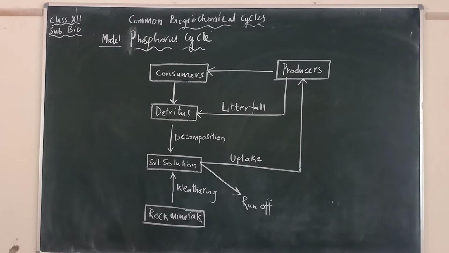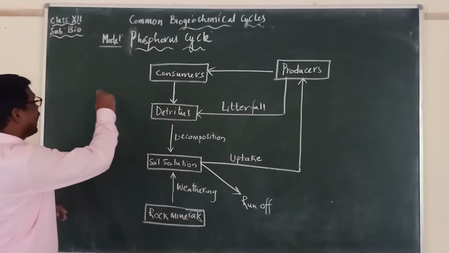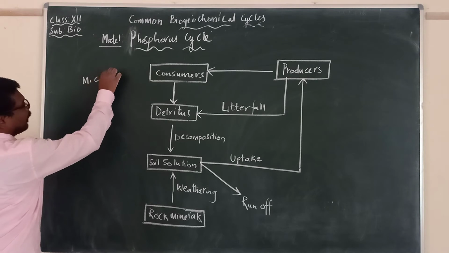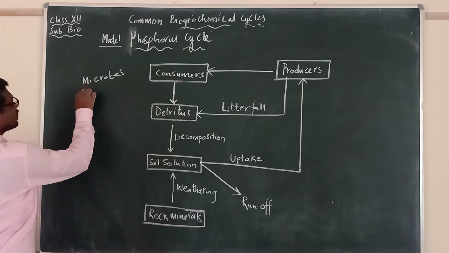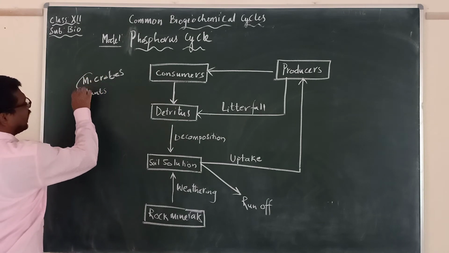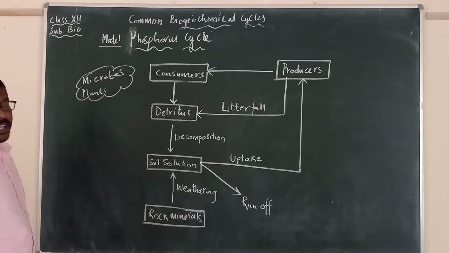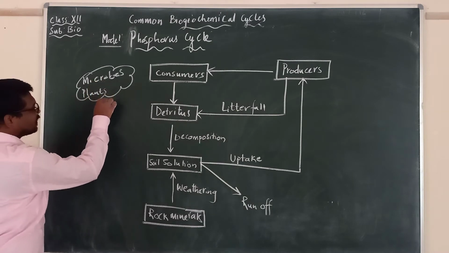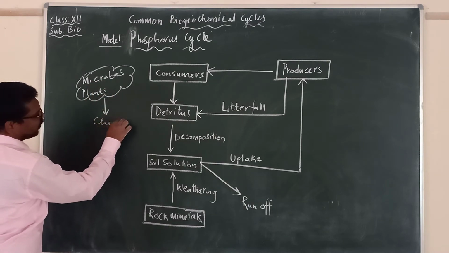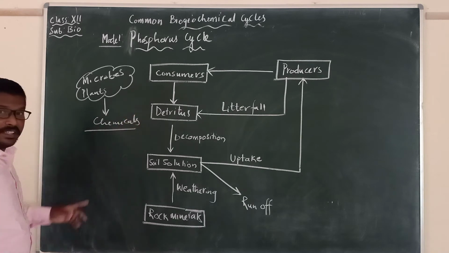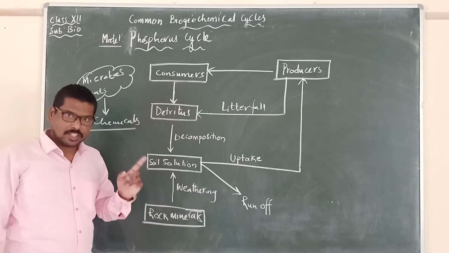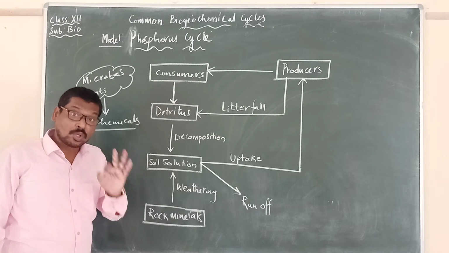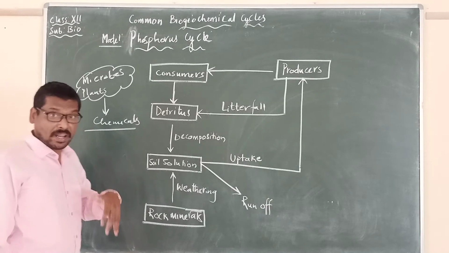So here, by the action of microbes and producers, meaning plants, microbes and plants are releasing some chemicals. These chemicals are converting the insoluble phosphate into dissolved phosphate so that it is easily available for the plants.